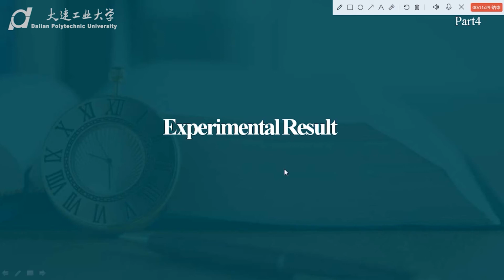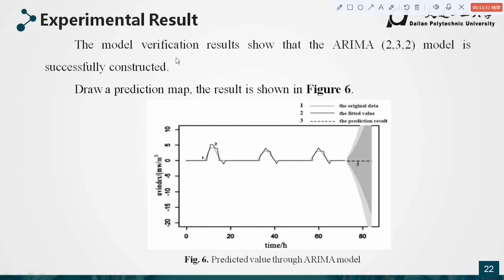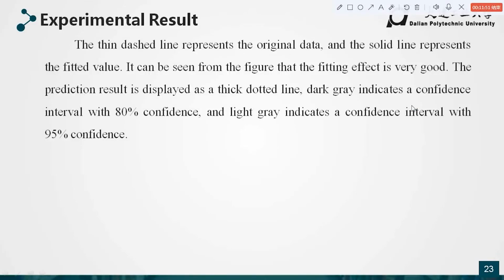Then the experimental result. The model verification results show that the ARIMA 2, 3, 2 model is successfully constructed. Draw a prediction map. The result is shown in Figure 6. The dashed line represents the original data, and the solid line represents the fitted value. It can be seen from the figure that the fitting effect is very good. The prediction result is displayed as a thick dotted line. Dark gray indicates a confidence interval with 80% confidence, and light gray indicates a confidence interval with 95% confidence.